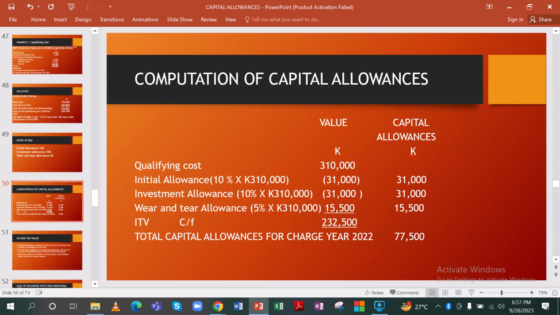232,500 written down value. Meanwhile, the total capital allowances claimed in the charge year 2022 will be 31,000 plus 31,000 plus 15,500, which comes to a total of 77,500. Those are the total capital allowances charged for the charge year 2022. So that's how we calculate the capital allowances. They are pretty straightforward. There is nothing to hassle around.